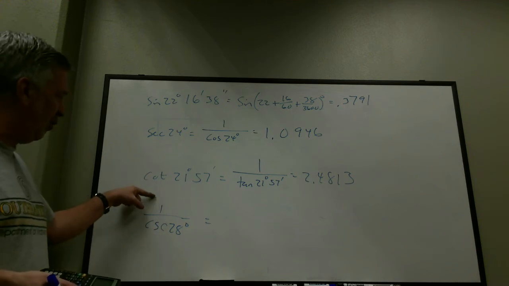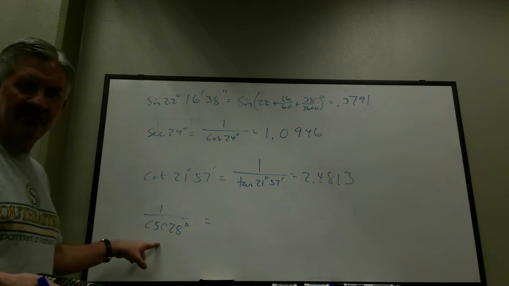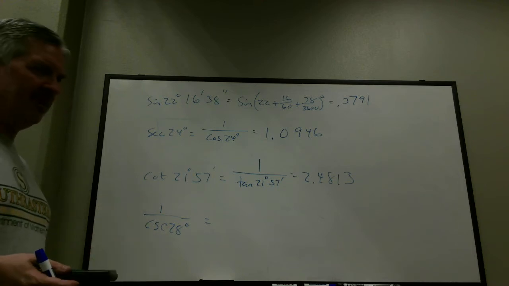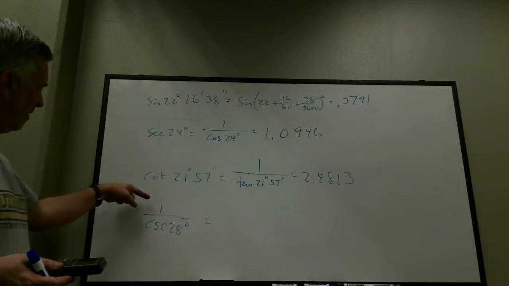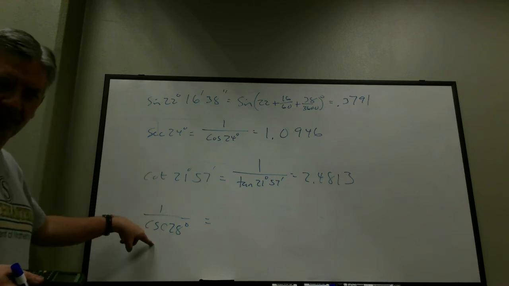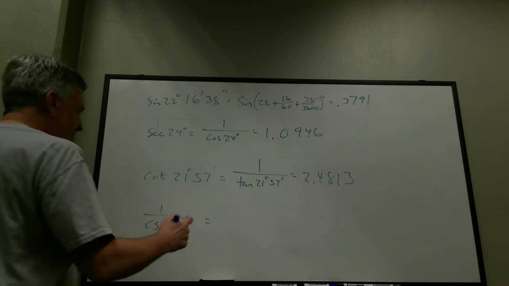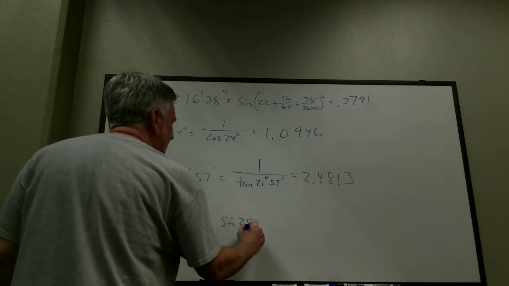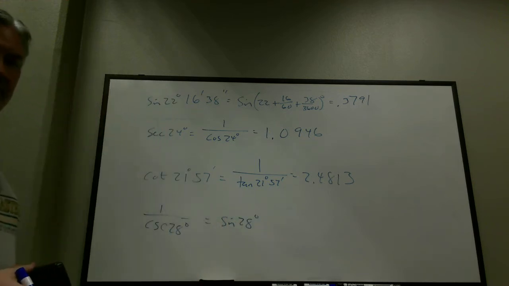But that's complicated to type in, right? You can invert and multiply. Sine and cosecant are reciprocals. This is saying 1 over cosecant, that's the reciprocal of cosecant. The reciprocal of cosecant is sine. So all that is sine of 128.